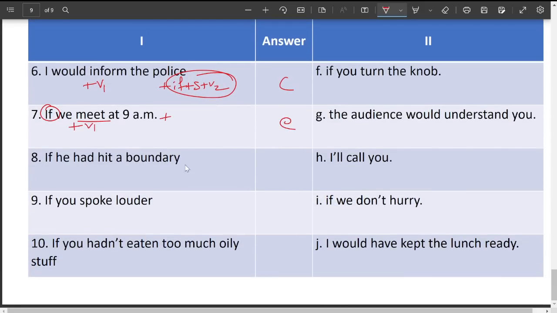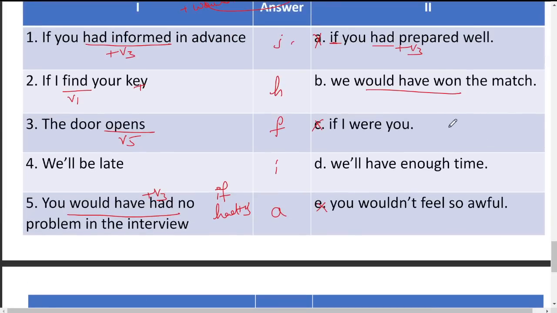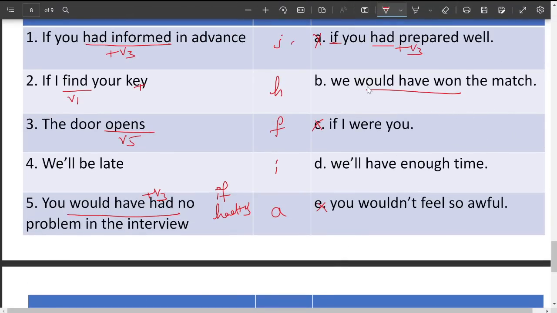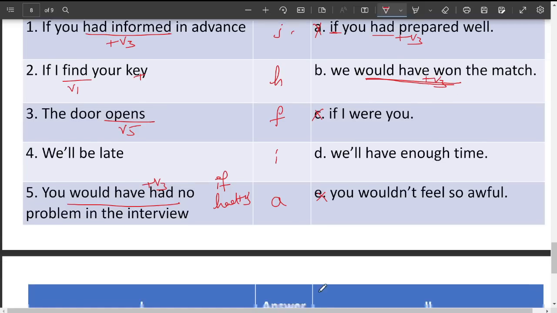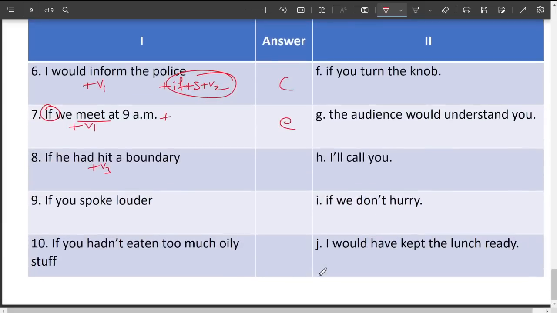Next, if we had hit a boundary, had plus V3. On the other side, what can we use? The audience would understand you. Can we go for that? If we had hit a boundary, the audience would understand you. No. Look at the other one. Any other thing possible? If we had hit the boundary, we would have won the match. Would have plus V3, past perfect case. Relevant or not? Yes. So B is also over. Eliminate B and write B here.